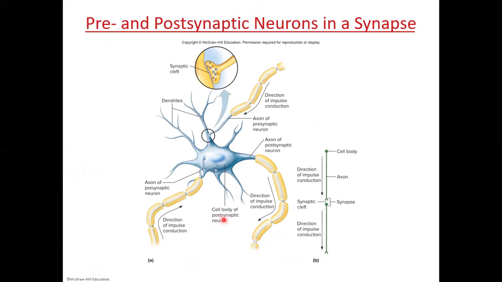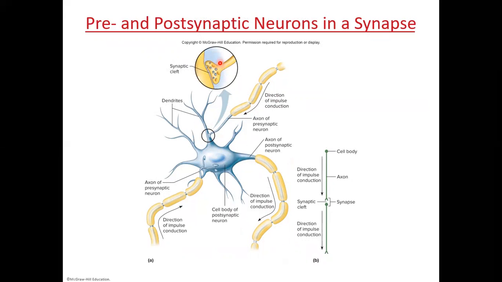So here's an axon, and the dendrites receive the impulse and they send it to the axon hillock and then down the axon. So there's a one-way direction of travel. So this neuron is making a synapse with this neuron. Here's an axon here, and the impulse is going this way.